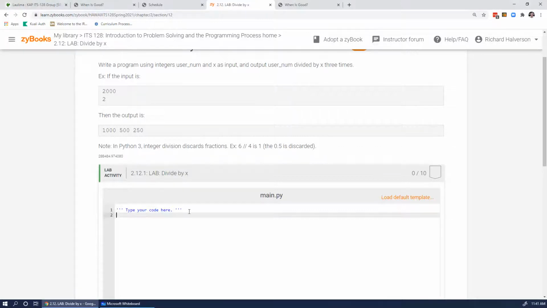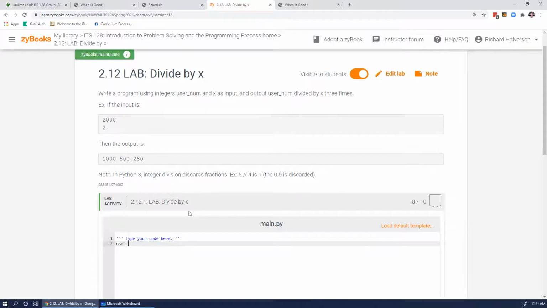All right. So the first one is we're going to input the user number. Okay. So user number equals input, and it'll be sitting there waiting for a number, but it's an integer, so we can do this, or we can do that. All right, we're just going to integerize it right here.